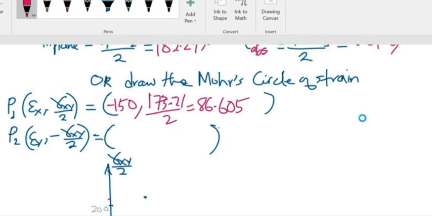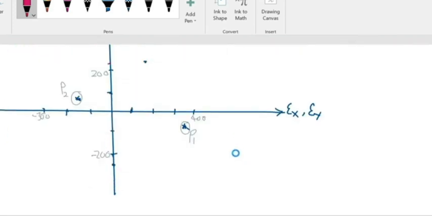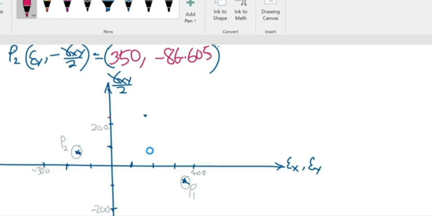And then the second point is going to be EY, with the negative of the shear strain. So the first point is the one of the normal strain with the shear strain, the other one is the other normal strain, and then the negative. So the second one here is 350, and then minus 86.605. So here we can come here and sketch it. 150. So here is our P1, and here is our P2, right?